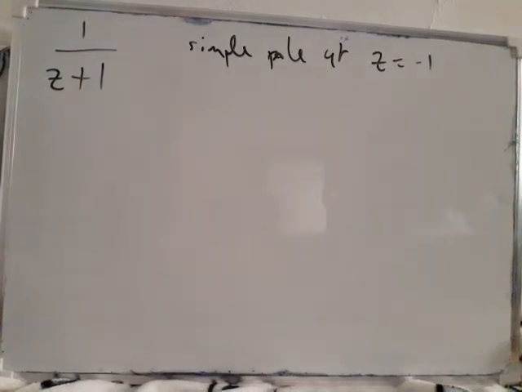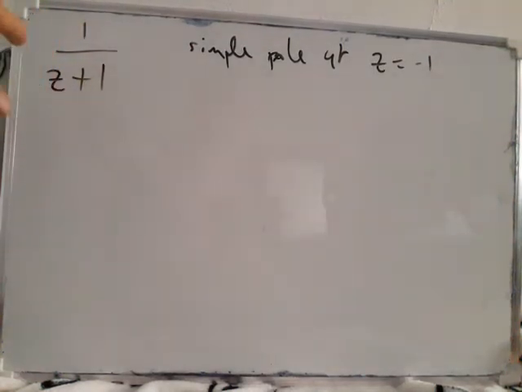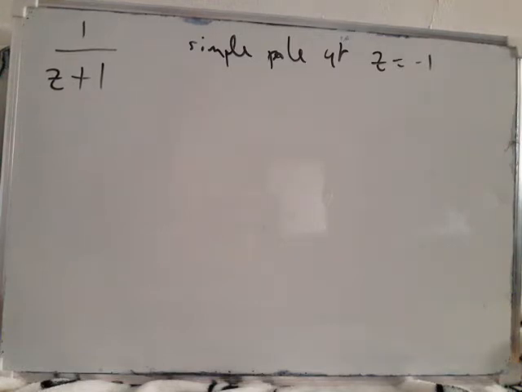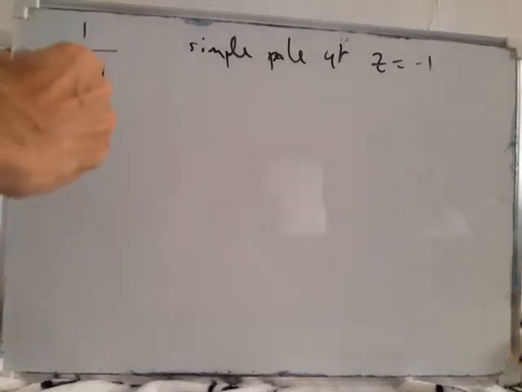Another way of looking at it is that 1 over this function is z plus 1. That has a simple 0 at z equals minus 1. It's equal to 0 when z equals minus 1. Okay, what about this?